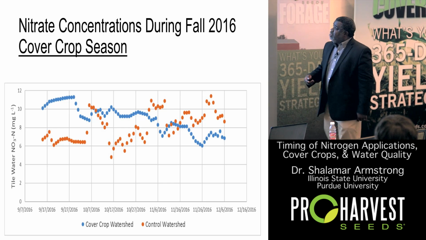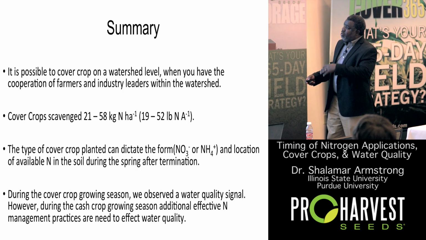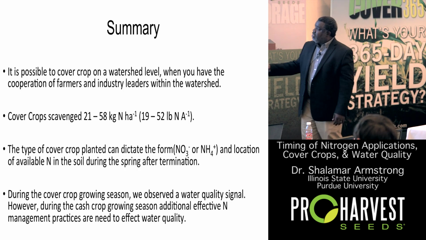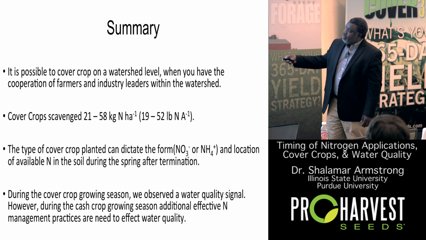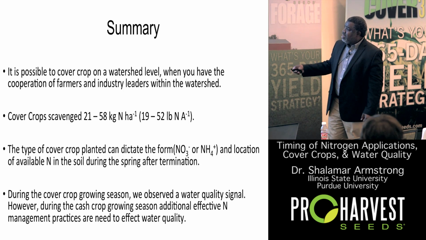So this is the summary. We basically talked about this. You're getting about 19 to 52 pounds per acre of uptake. On the field scale, we said what, 50. So what we saw on a field is kind of converting to what we see on a watershed.